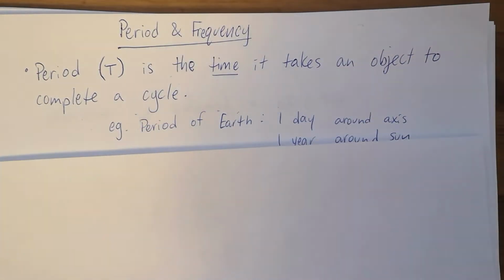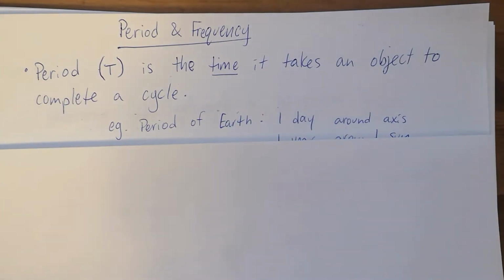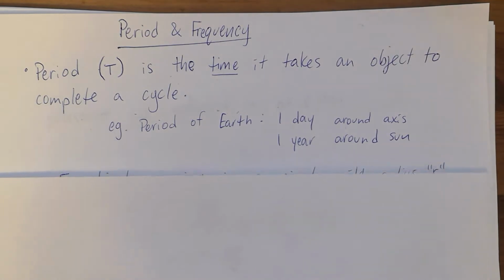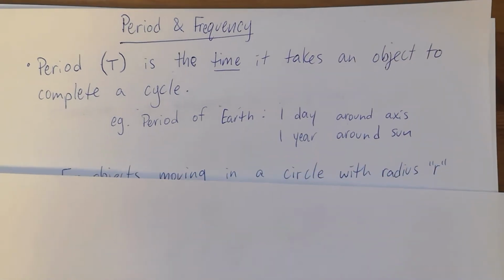Alright, so for example, Earth, you can think of the period around its axis as 1 day. Its period around the sun is 1 year. Right, so period is a time.